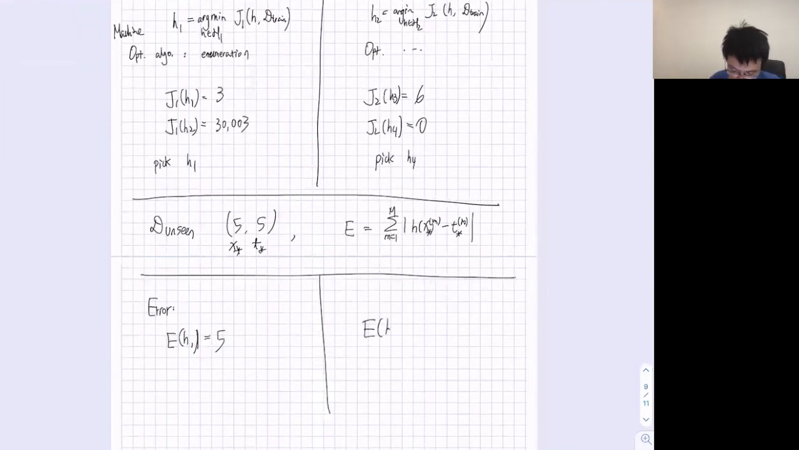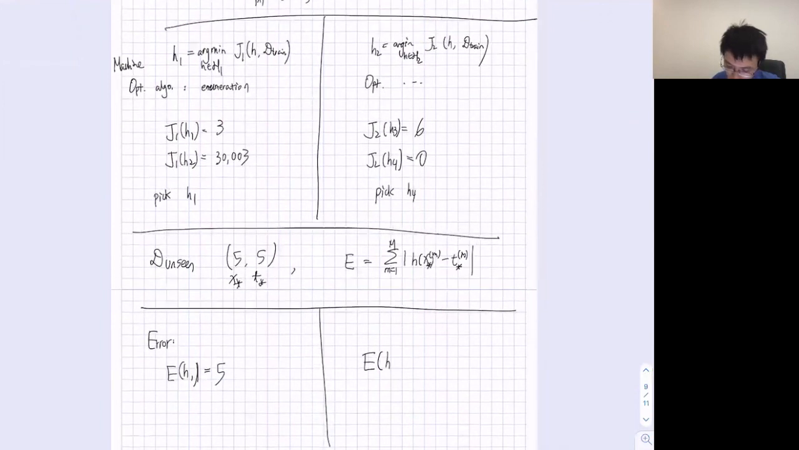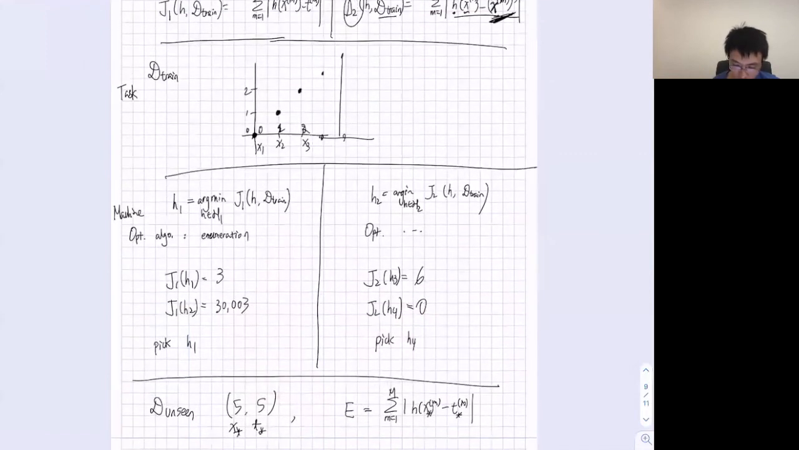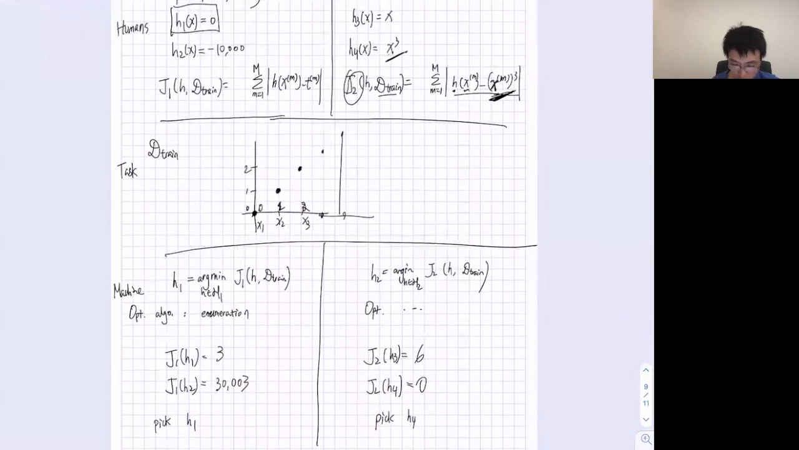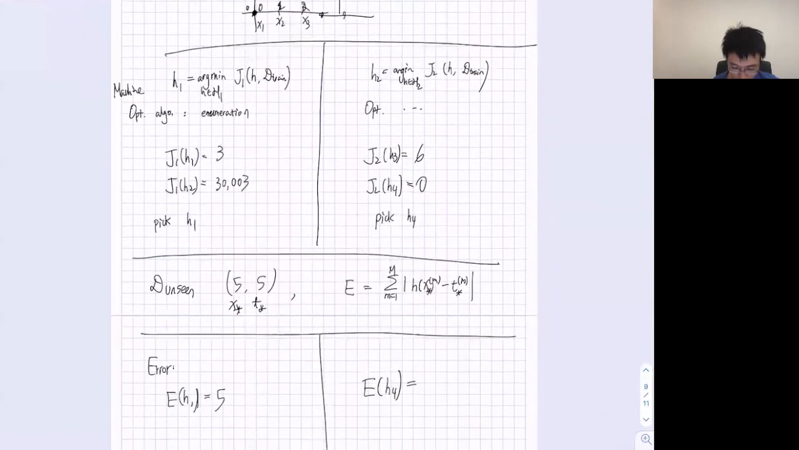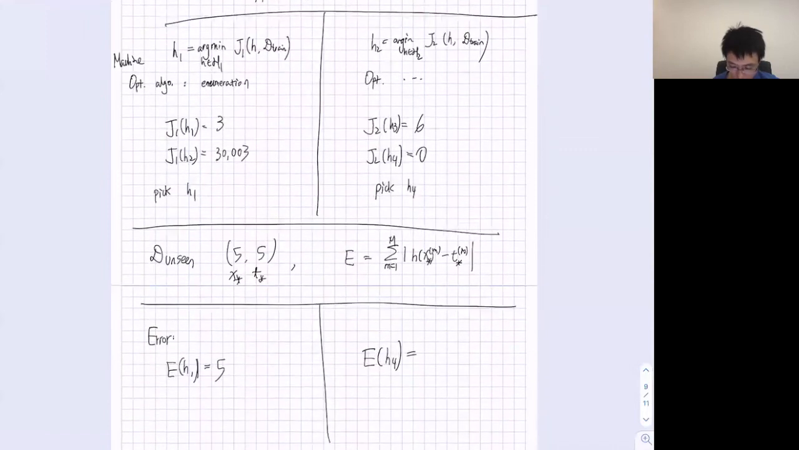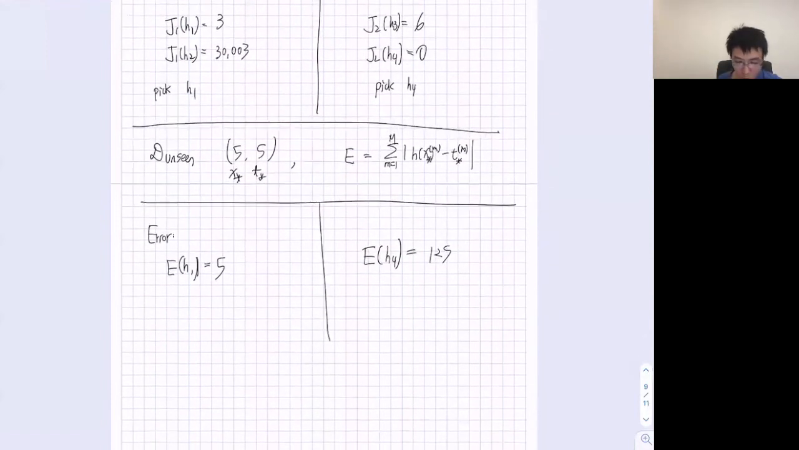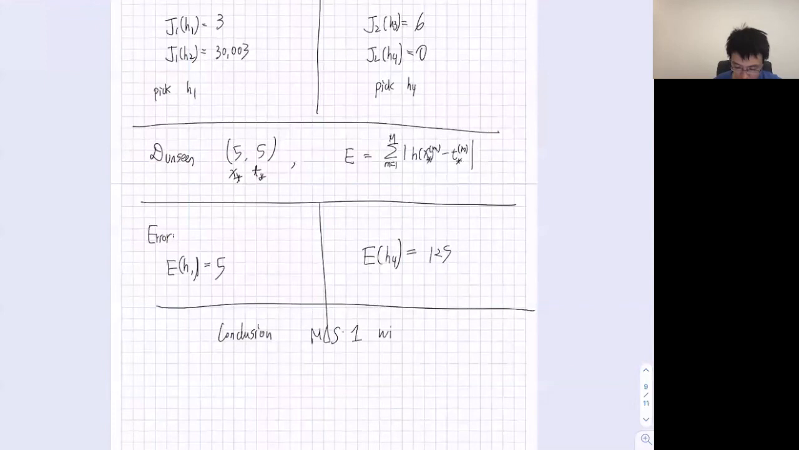So what is the error for H3? H4, okay? The second machine learning system picks H4. So what is the error for that? So the H4 says I will take the cubic. So 5 to the cubic. So 5 cubic is 125. So the error for H4 for the second machine learning system is 125. So we have a conclusion that, okay, machine learning system 1 wins, okay?